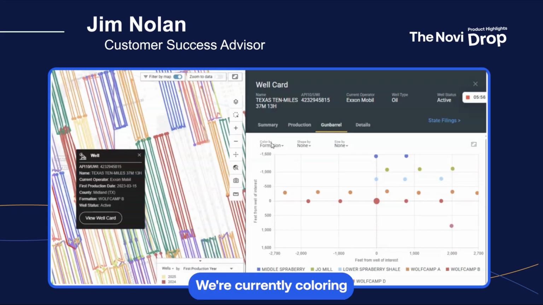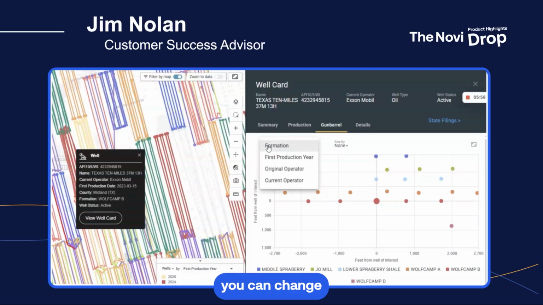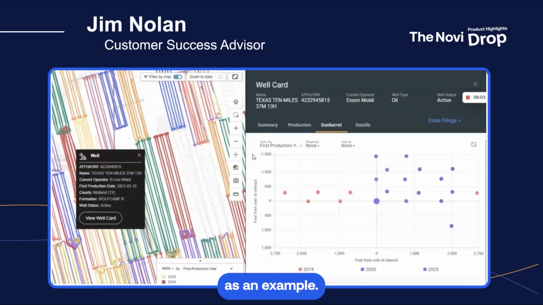We're currently coloring by formation, but if you like, you can change those coloration options. So let's do by first production year as an example. So there you go. So you can see, oh, this is pretty neat. They actually developed kind of from east to west across this area here, or maybe it was east and then west, and then they filled in the middle.